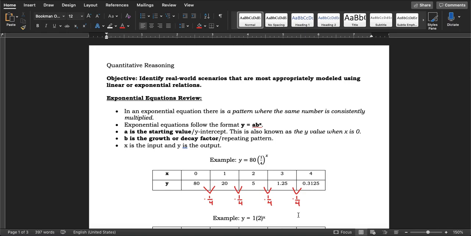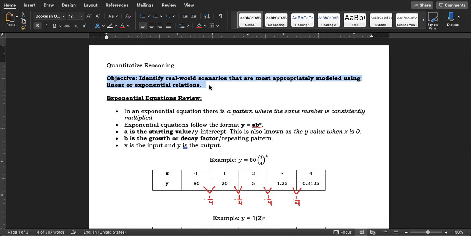Hi everyone, today we are going to continue reviewing linear equations, except that this time we are going to compare linear equations to exponential equations. So our objective for today is to identify real-world scenarios that are most appropriately modeled using linear or exponential relations.